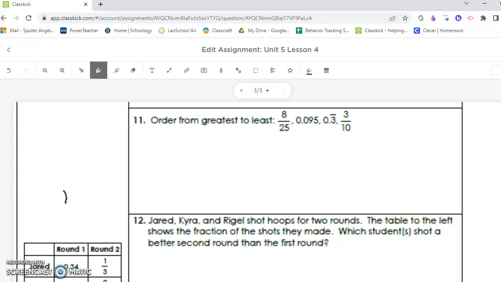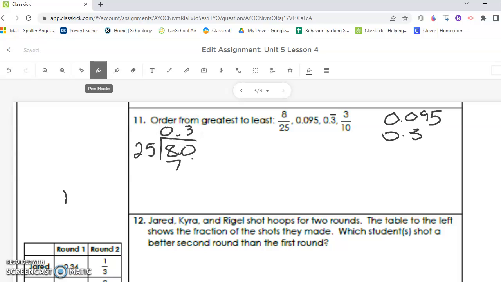All right. So you should have said 0.095, 0.3. Okay. So 8 goes into 25. Oops, sorry, I got this backwards, didn't I? Oh, Miss Oakley. 25 goes into 80, or 8.0, 3 times, that gives me 75. Gives me 5, get another 0 that goes in there too.